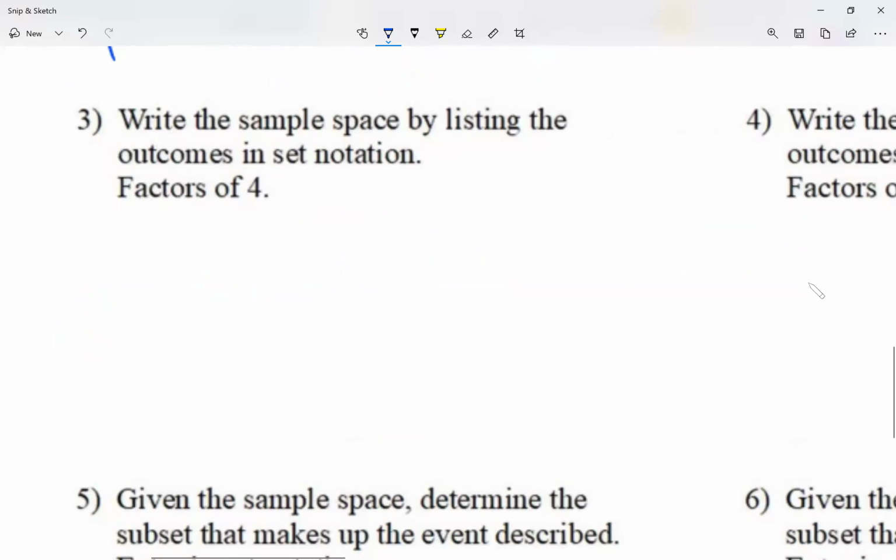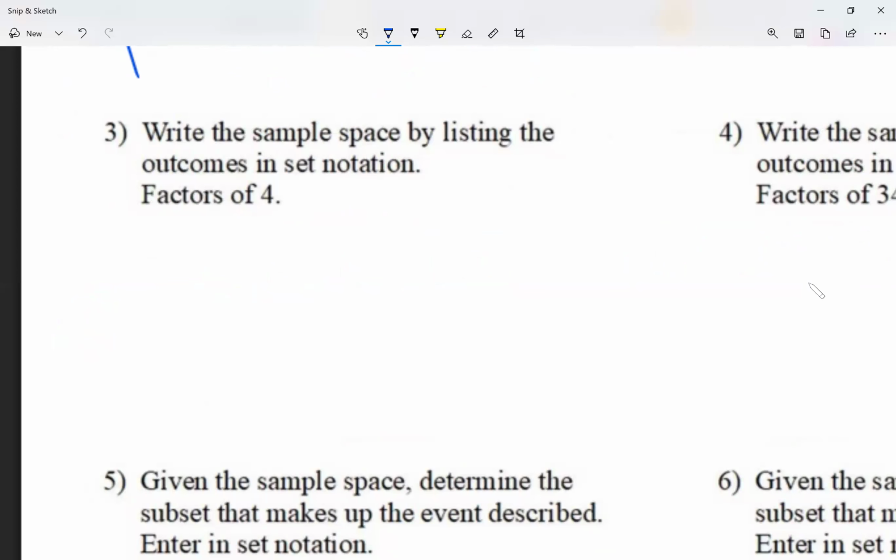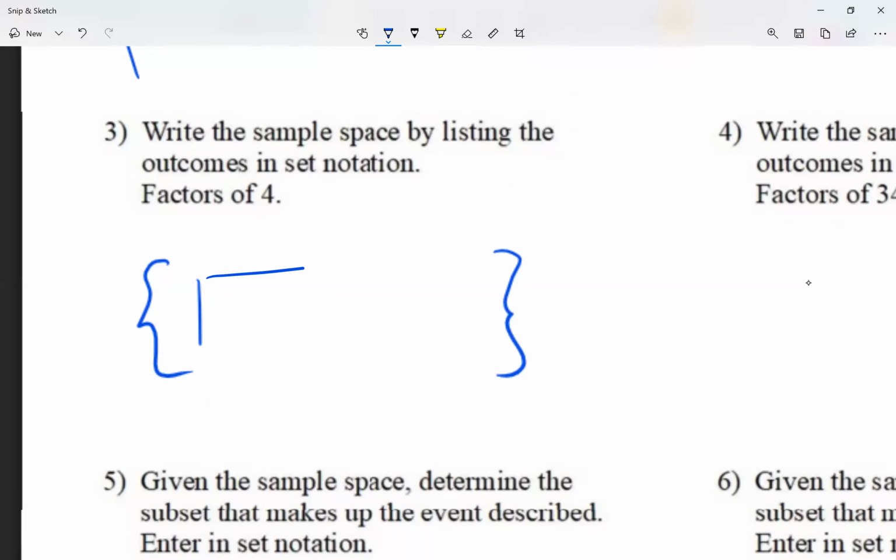Now, let's take a look at questions 3 and 4. Here we're going to look at the sample space. We're going to write the sample space by listing the outcomes in set notation. The sample space is basically all of my choices. Set notation means we're going to have these brackets. They're going to be on your homework already. You don't have to type them. In your homework, you're going to see a space in between them, so something like this. You have to write what's inside. Inside, I'm going to write all of my choices.